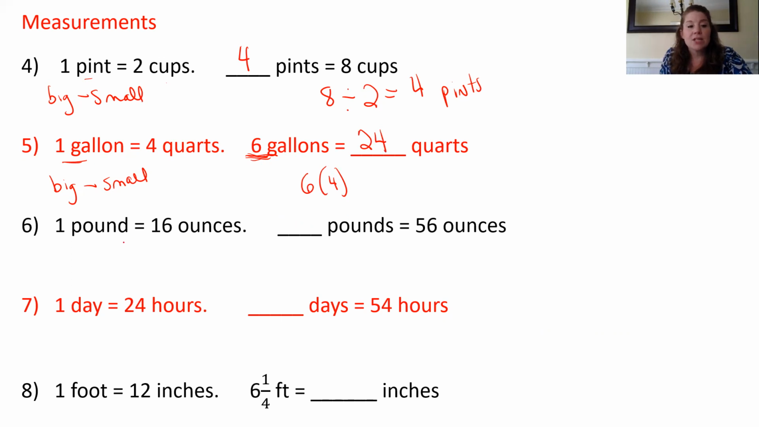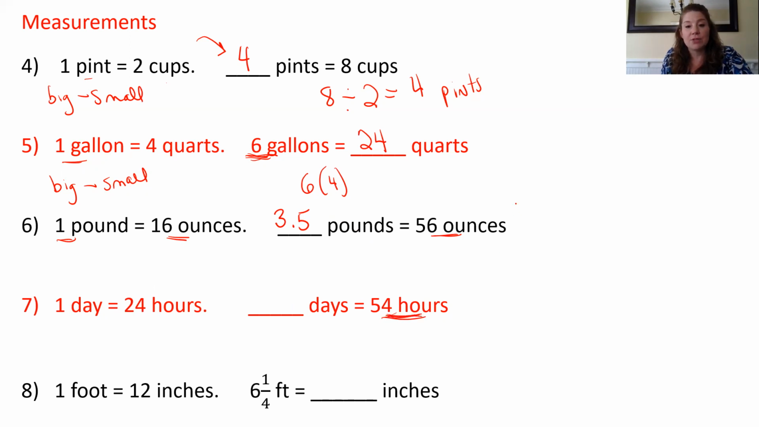All right. So 1 pound is 16 ounces. How many pounds is 56 ounces? Just like the top one, what did we do when we were missing the big measurement? Well, we're going to divide our 56 ounces by 16 ounces, and my calculator tells me it's 3.5 pounds. So does 3.5 times 16 equal 56? Yes, it does.